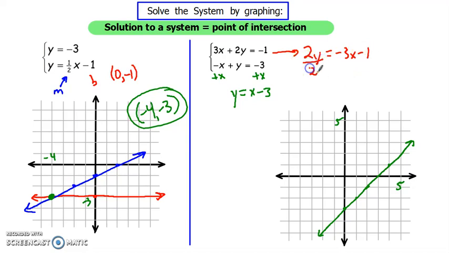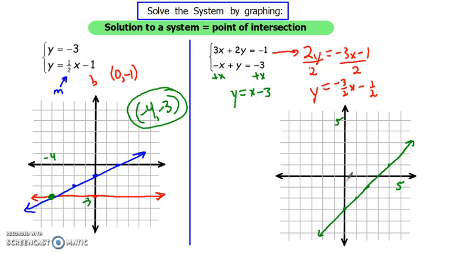Then we need to divide by that 2. We need to get y totally by itself. So we're going to say y equals -3/2 x minus 1/2. Now, starting at a -1/2 is going to be a little bit tricky, a little bit difficult. It's a little harder to graph that way.